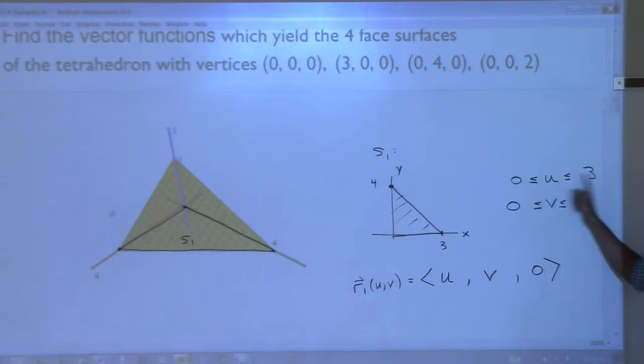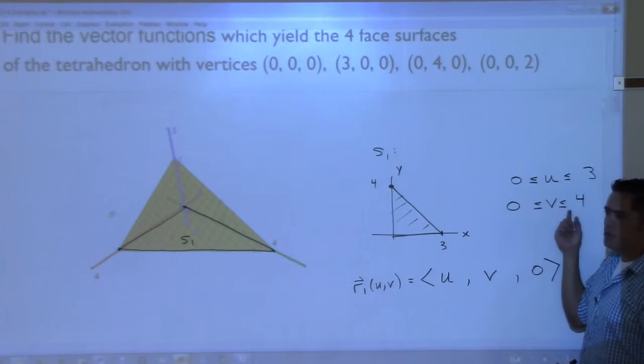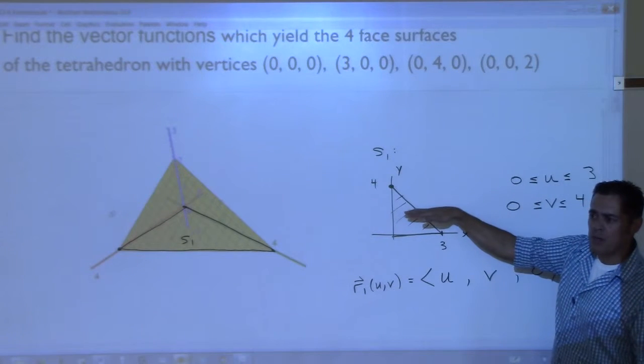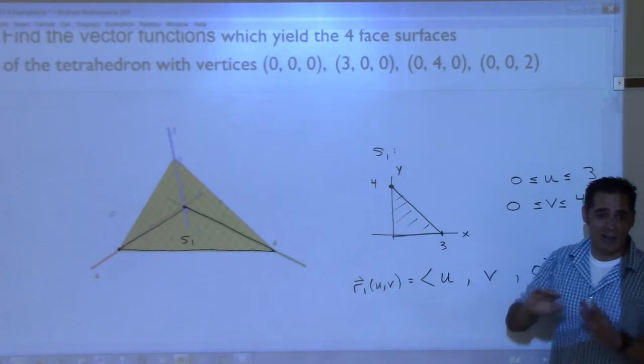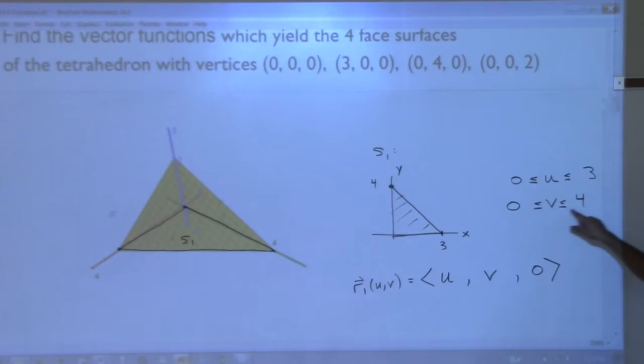If I let u go between 0 and 3, then it's going to go back and forth. And if I let my v go between 0 and 4, it's going to go up and down. So what I'm going to wind up doing is drawing a rectangle. I don't want that, right? So I can't let v be completely unrestricted.